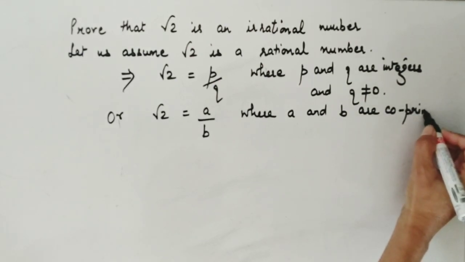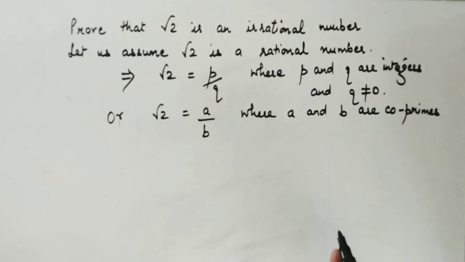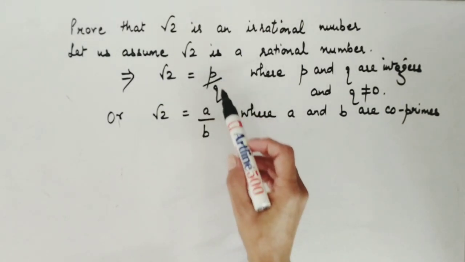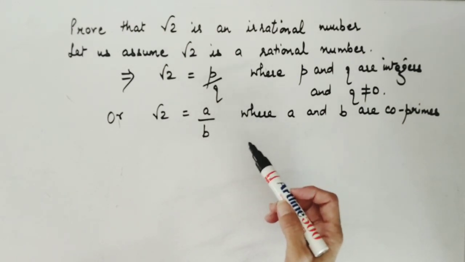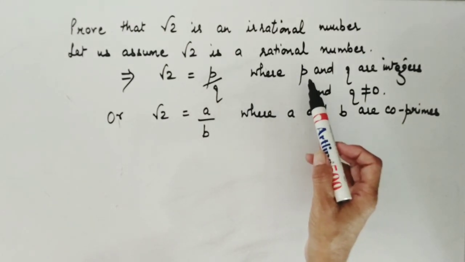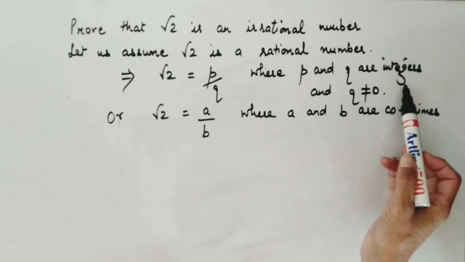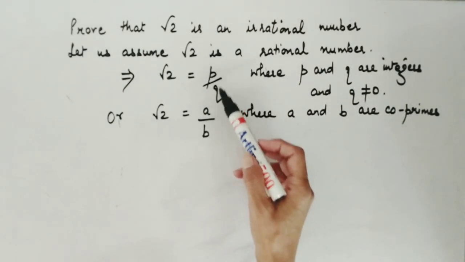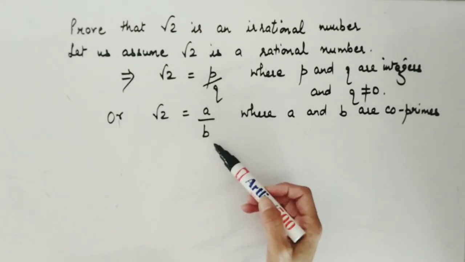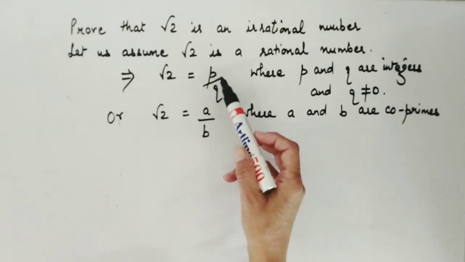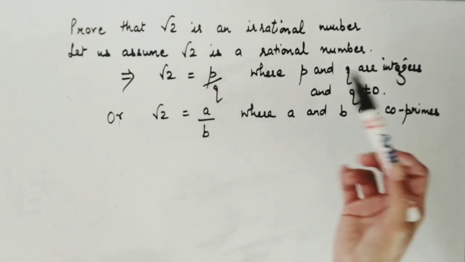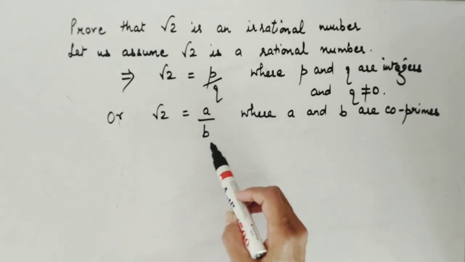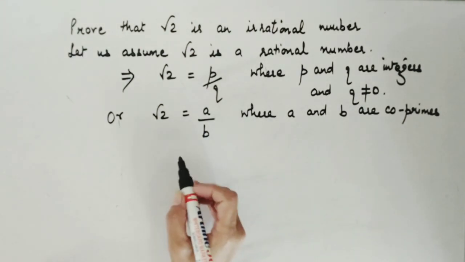So what we did, we had this number root 2 in p by q formation, where p and q were integers, and we have expressed it in a by b form by dividing p by q by their HCF. So root 2 is a by b, where a and b are co-primes.